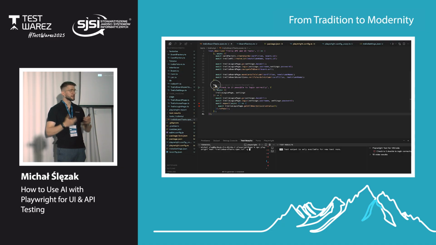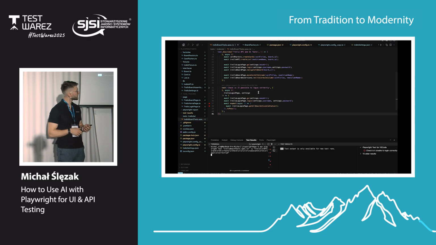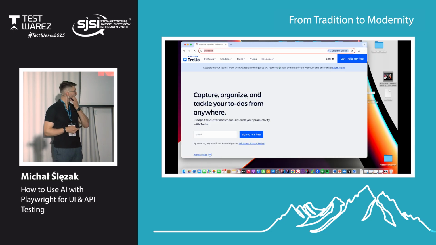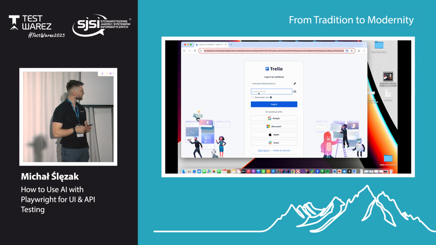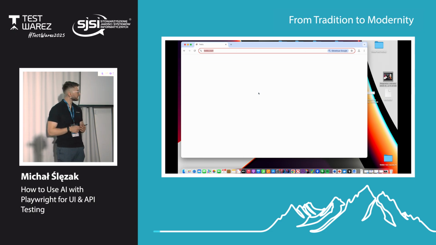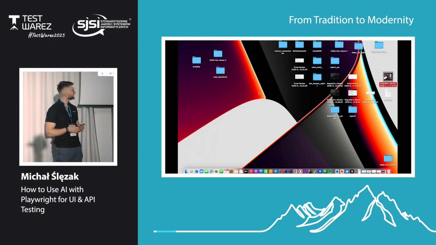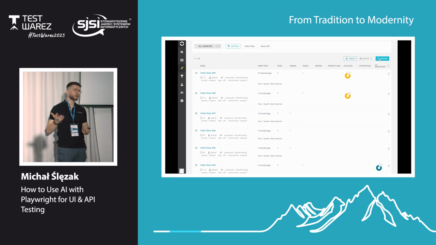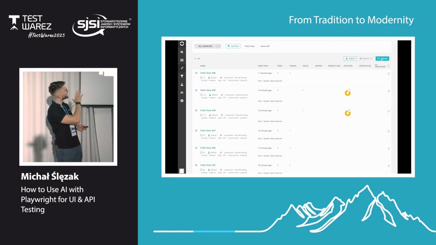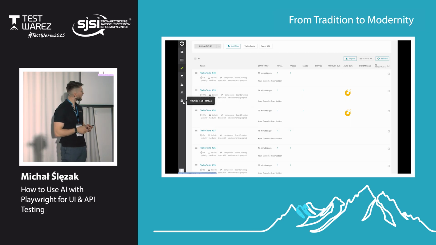Then when I run it, Report Portal will automatically assign this error to a proper category. Of course, the first time we need to do that. All right, so as you can see, it's a simple test. We are going to Trello, and everything is fine. Now I'm going to Report Portal, so we can see that our run is on the top. We see that the test passed.